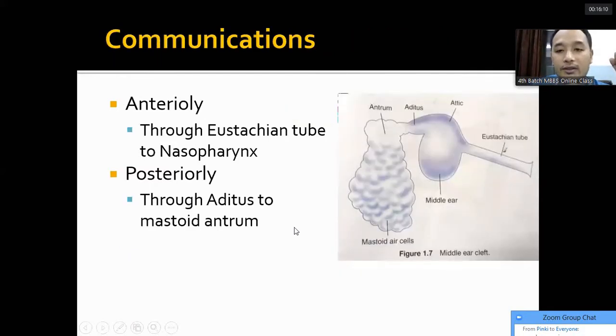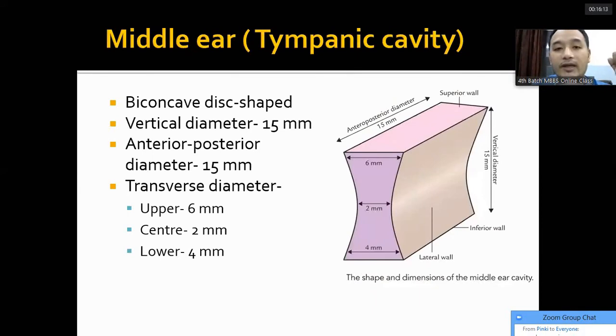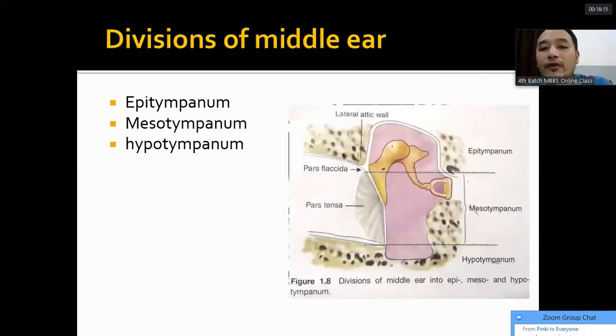Now we can divide the middle ear, the tympanic cavity, into 3 compartments: epitympanum, mesotympanum, and hypotympanum. The demarcation starts from the upper and lower margins of the tympanic membrane. The superior compartment is called the epitympanum, also called the attic. The inferior compartment is called the hypotympanum, and the part of the middle ear cavity parallel to the tympanic membrane is called the mesotympanum. This is how the middle ear cavity is divided.